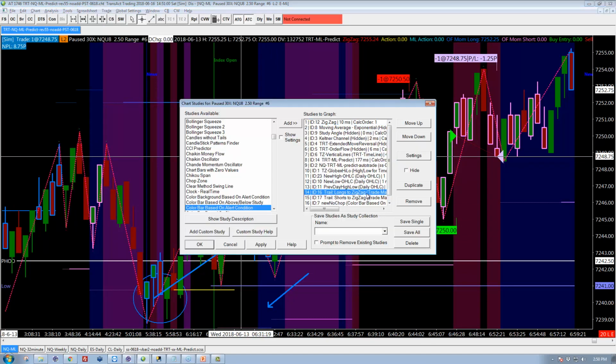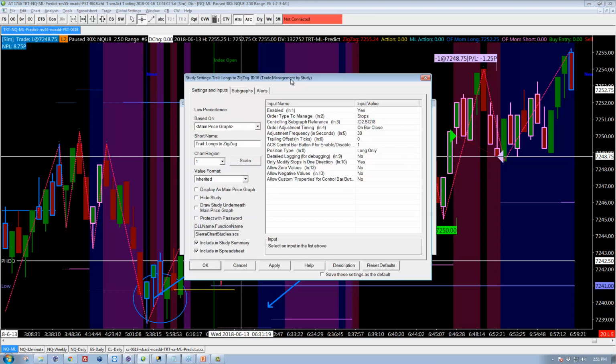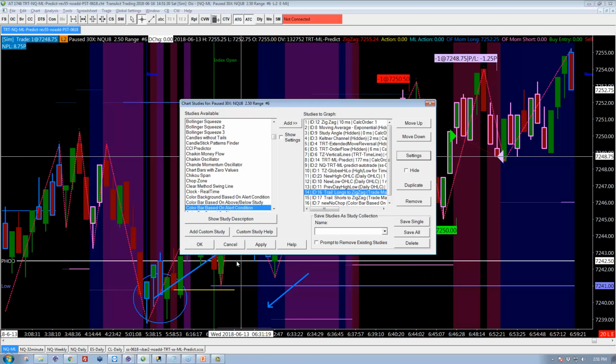This is called trade management by study. And so what it's doing is it's referencing a spreadsheet cell to understand where should I move the stop to? So all the work is being done in that spreadsheet cell. All right, and here's where it says only modify stops in one direction and longs only. So this is the trail longs to zigzag, and trail shorts to zigzag.